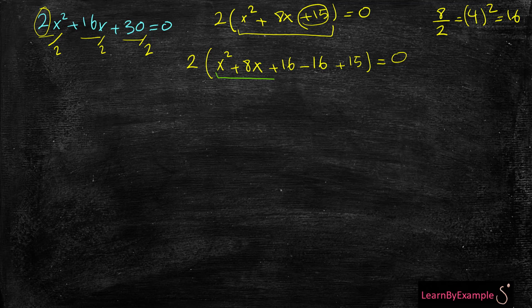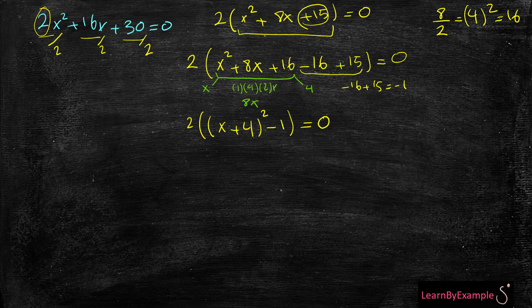Now, we've learned that this is a perfect square because the first term is a perfect square of x, the last term is a perfect square of 4, and the middle term is 1 times 4 times 2 times x, which is 8x. Therefore, this would just be (x + 4)^2. And then I'm just going to add the last 2 terms that I have here. So minus 16 plus 15 is just negative 1. So I'm just going to write that here, equal to 0.